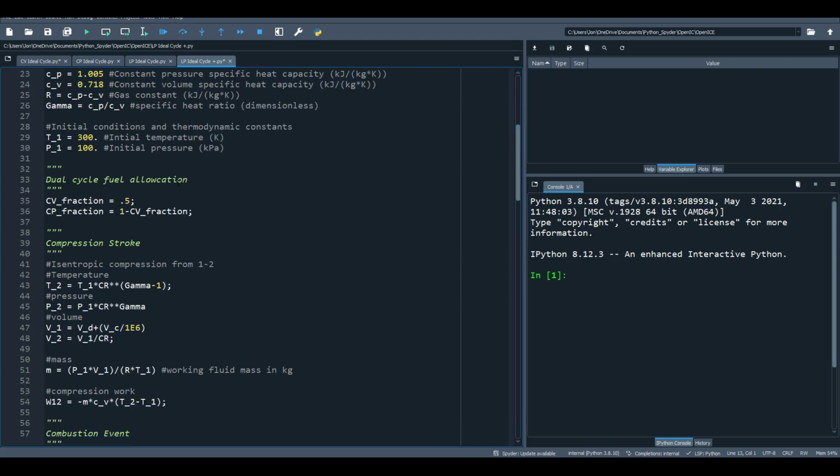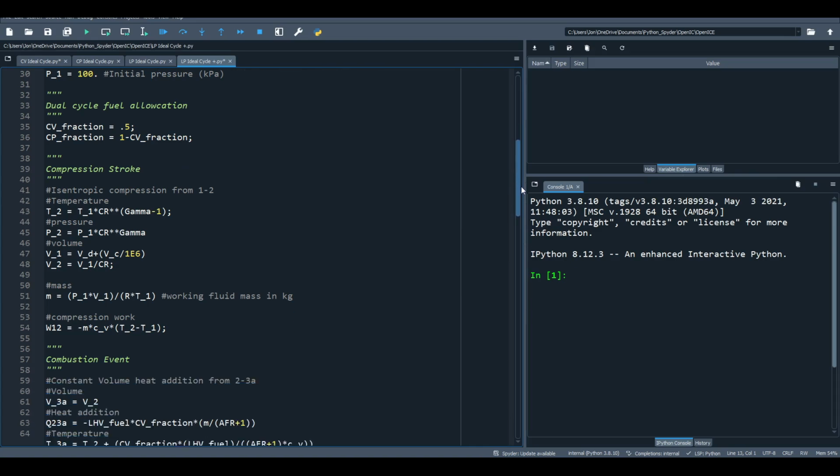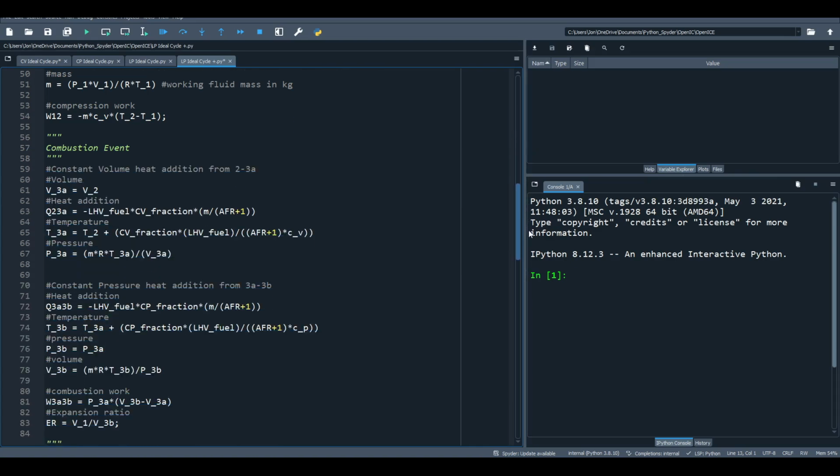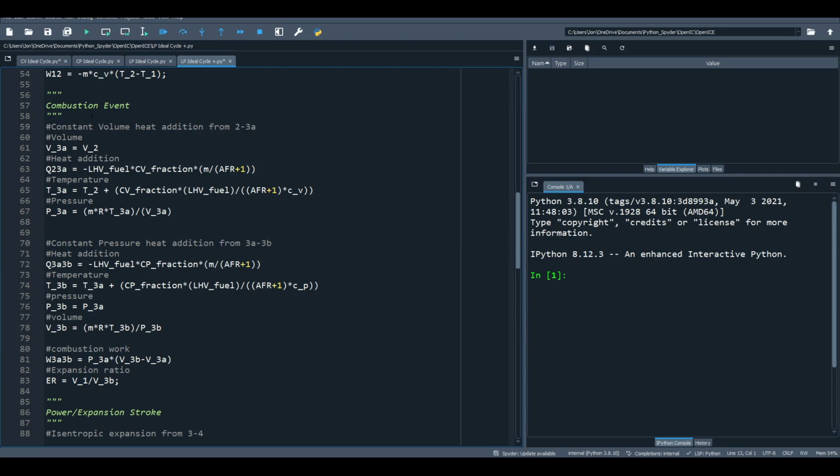So this is the dual cycle fuel allocation. Right now we have the CV fraction as 0.5. That means half the mass of the fuel will be combusted as it would be in the CV cycle, and then the other half is going to be combusted in a constant pressure fashion. So the code is mostly the same. Compression's the same. The combustion event is pulling code blocks from both of the previous cycles we looked at.